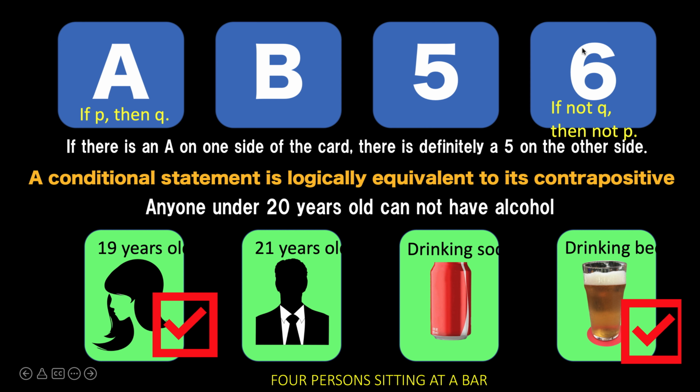If the number is not 5, then the letter on the other side must not be A in order for this statement to be true. Otherwise, this statement is false. So these are the 2 cards that we need to test. One tests the conditional statement, if P implies Q. The other tests the logical equivalent of this conditional statement, which is the contrapositive, if not Q, then not P. The converse is not always logically equivalent to the conditional statement.